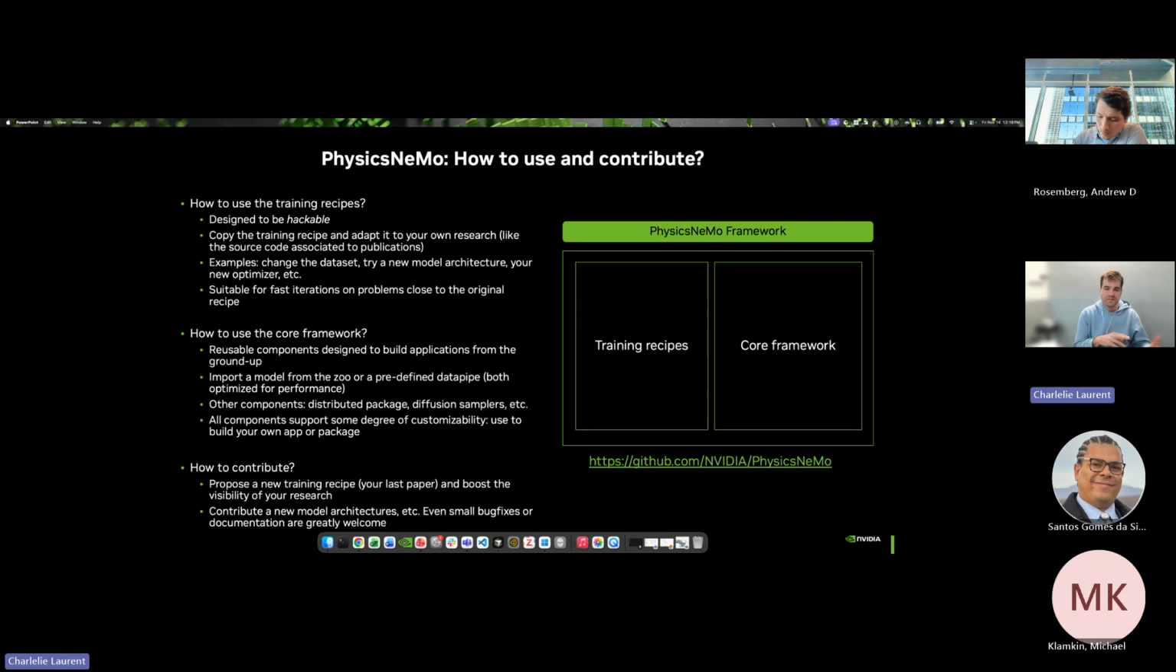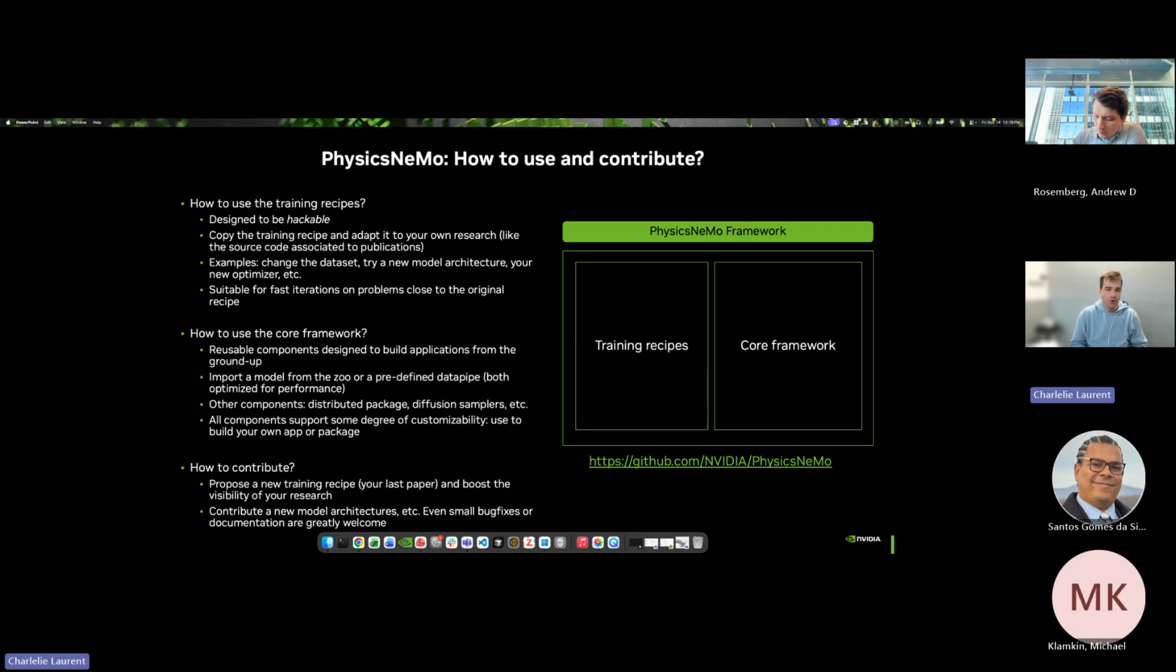So it's suitable for fast iterations on problems that are not too far from the original problem targeted by a training recipe. You can't take the training recipe and adapt it to something totally different. It's not going to work that easily.